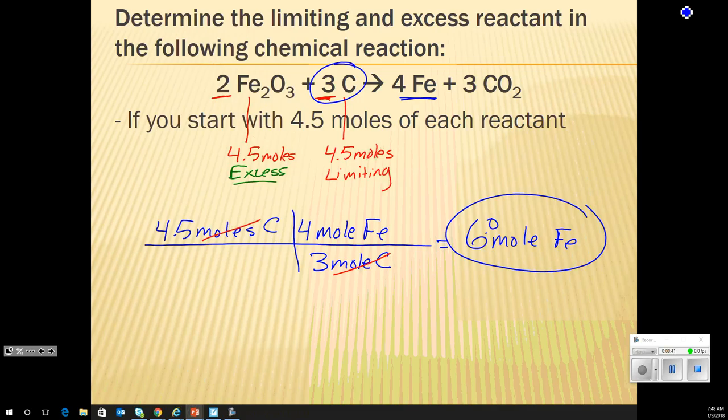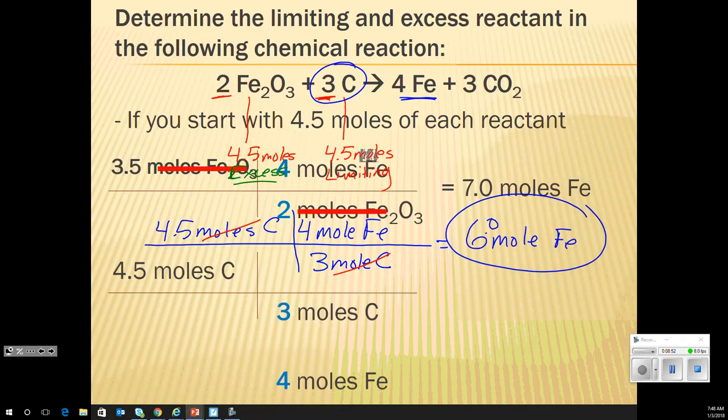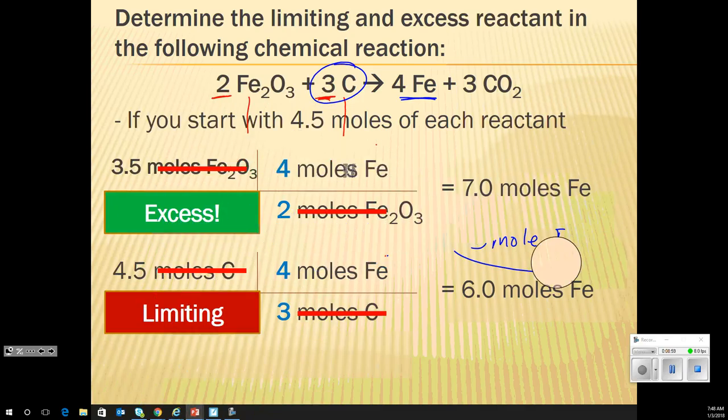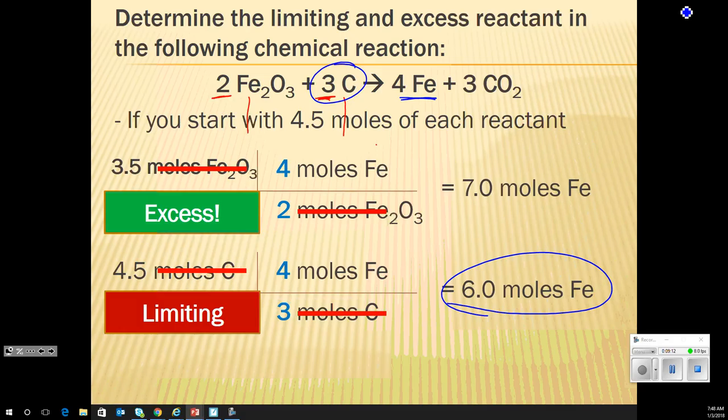Then I can cancel out the moles of carbon. 4.5 times 4. You guys do that on your calculators and divide by 3. And what are we going to get for our answer here? 6? Wow, 6 moles of iron. We probably should put 6.0 just because we had two significant figures. Okay, not too hard, right? We're just using the equation to help us figure out how much we've got. But the first thing with limiting and excess is I've got to figure out what I'm going to run out of first. That's the big thing there.